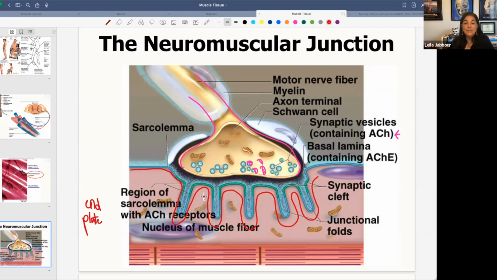The end plate is very rich in acetylcholine receptors. So when acetylcholine is released into the cleft, there are acetylcholine receptors allowing for the binding of the acetylcholine. So it's a very receptive area, right? The more receptors, the more we can respond to a stimulation. And look what's below that: all of these contractile fibers.